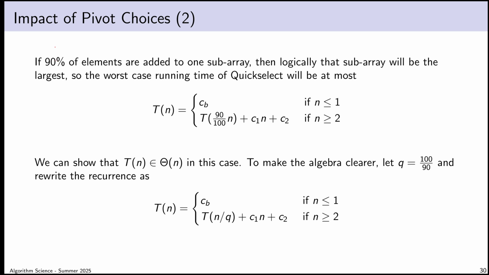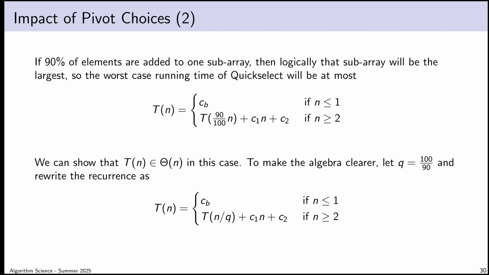Okay, so if at most 90% of elements are always added to one subarray, well, then the worst case is that we always get a subarray with 90%, because we know that a better split, like 75-25 or 60-40, is good for us. So if we're really unlucky, then every single time we get the maximum size of a subarray, so 90%. What I'm saying here is that the pivot P is less than n over 10 things. So 10% of things are greater than P, and 10% of things are less than P. Because that means that both L and G will contain at most 9n over 10 things.